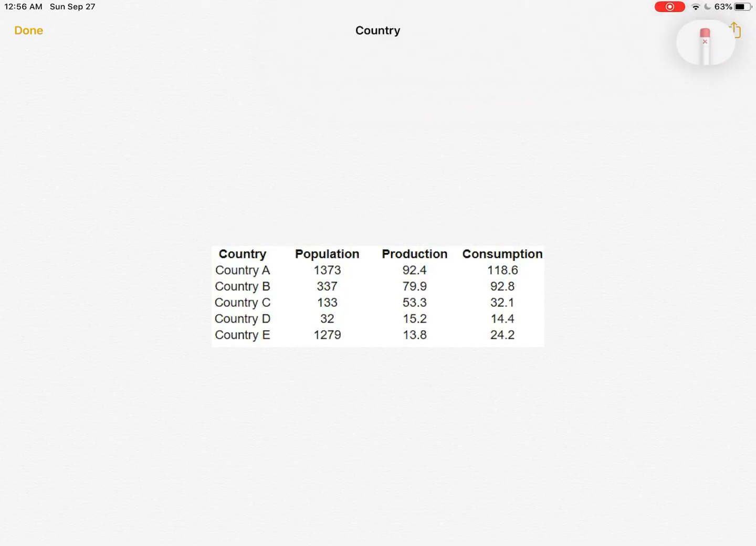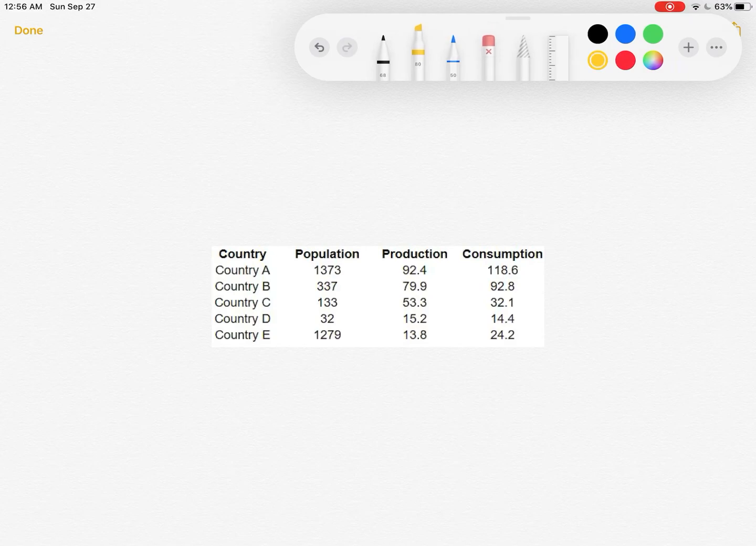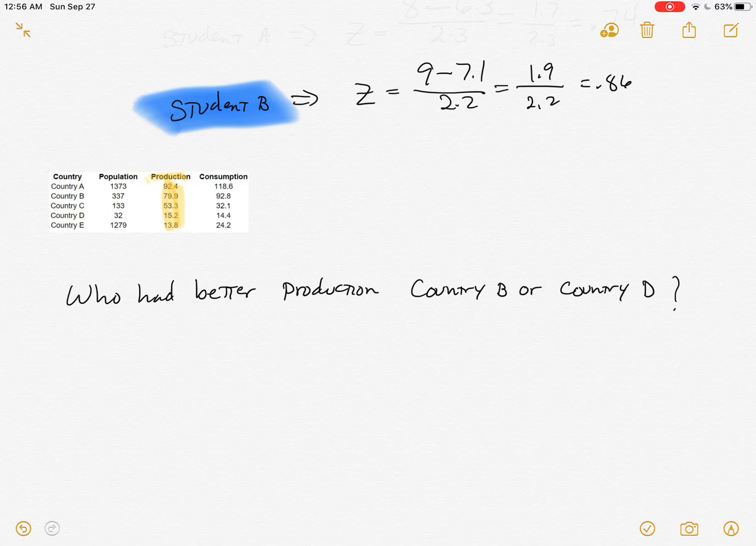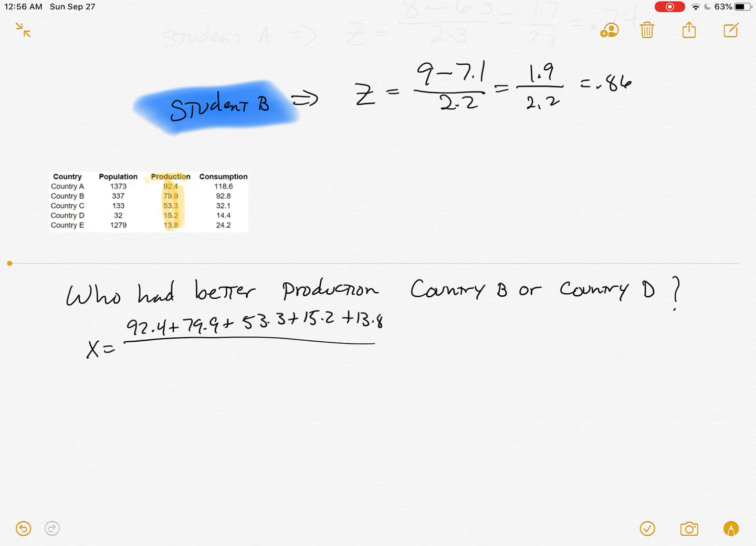So let me erase that and just go through and highlight what we want. We want these production numbers. And we're not even looking at the other ones. Now here's the sad part. They didn't tell us the mean and the standard deviation, so we've got to find them. And so I just wanted you to be aware of that. So to get the mean, we're going to take the 92.4 and add the 79.9 plus the 53.3 plus the 15.2 plus the 13.8 and divide by 5.